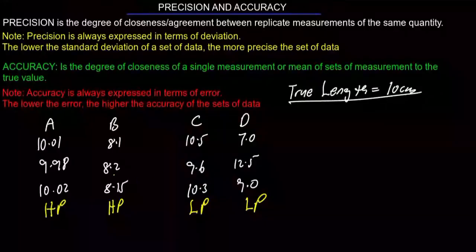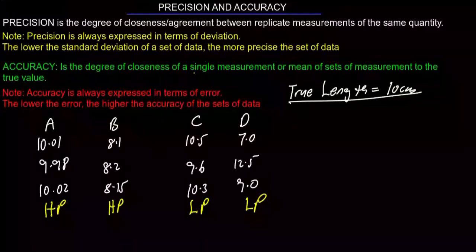You can see, looking at precision, we are looking at the closeness of those values, and that is it. Now, what is accuracy? Remember, it is the degree of closeness of a single measurement or mean of those measurements from the true value. Remember, they are not making a single measurement here. They are all making replicate measurements. So I will not be using a single measurement. I'll be using the mean of those measurements.